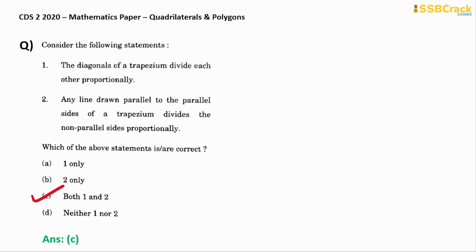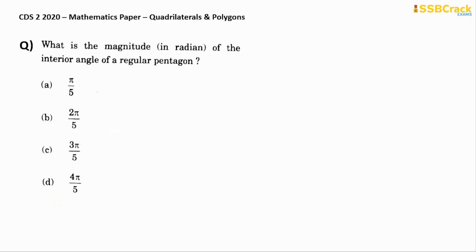Alright, coming to the next question in line for us, based again on the polygons concept, and this easy question was part of CDS 2 2020. So the question is, what is the magnitude in radians of the interior angle of a regular pentagon? Very easy question. What do they ask? Magnitude of the interior angle, not exterior. But we could find it. The exterior angle measure we know, because the pentagon is regular.